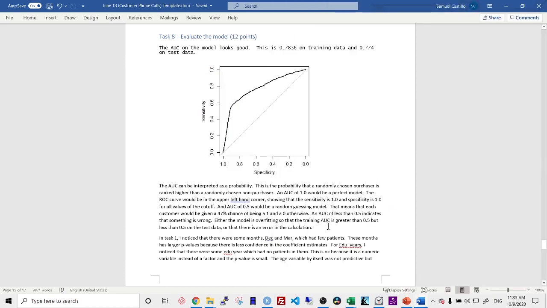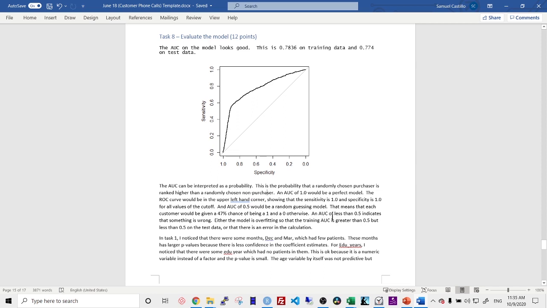And again, there are a number of different ways of answering these questions. There's no single right answer. Something that I would say would be, an AUC of 1 would be a perfect model. The ROC curve would be in the upper left-hand corner, showing that the sensitivity is 1 and the specificity is 1 for all values of the cutoff. The AUC of 0.5 would be a random guessing model. That means that each customer would be given a 47% chance of being a 1 and 0 otherwise.